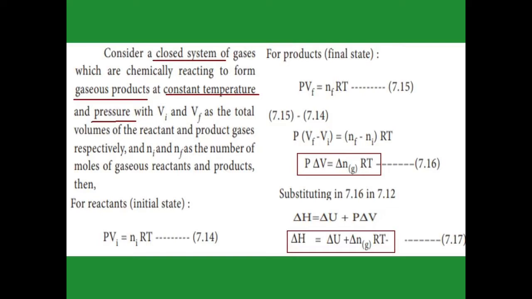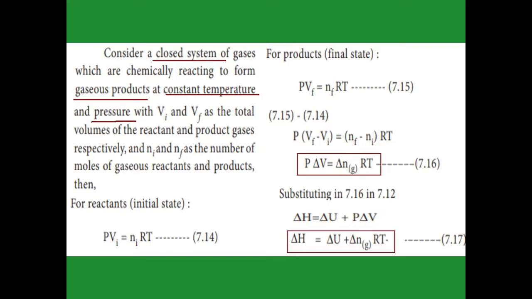Then the ideal gas equation is PV = nRT. In that equation, the pressure, the temperature, and the gas constant are constant values; only the number of moles and the volume change. Now, as per the equation, first the initial state: PVi = NiRT. Here i means the initial value, so initially the volume is Vi and the number of moles is Ni, but all other values are constant.